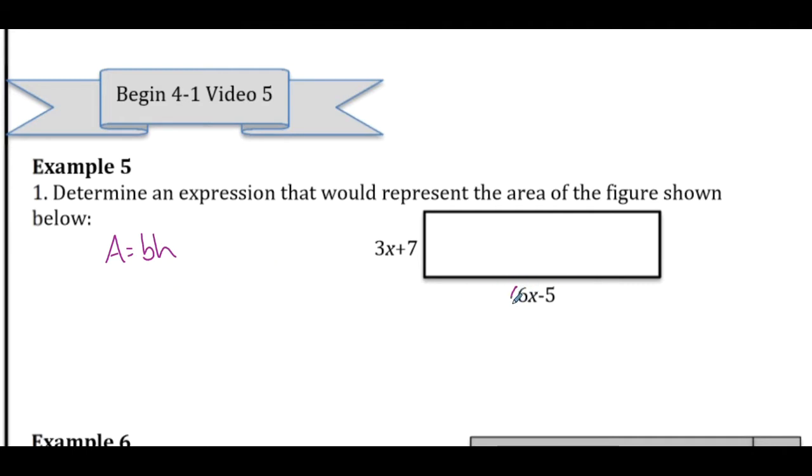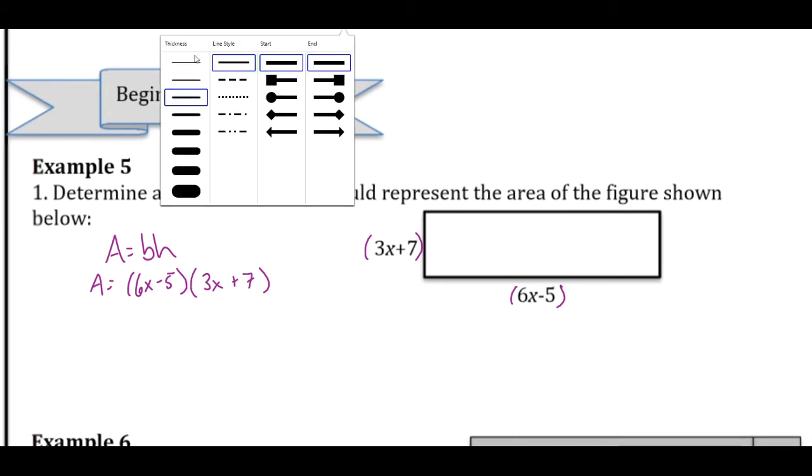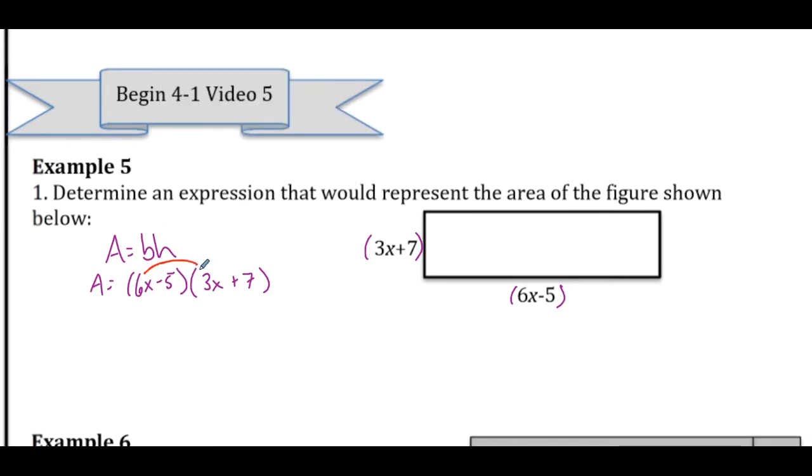The base of this thing is 6x minus 5. The height is 3x plus 7. So to use that formula, in place of b, I'm going to put 6x minus 5. And in place of h, I'm putting 3x plus 7. And now I can use my FOIL or your distribution, whatever you prefer, to multiply this out. 6x times 3x is 18x squared. 6x times 7 is 42x.